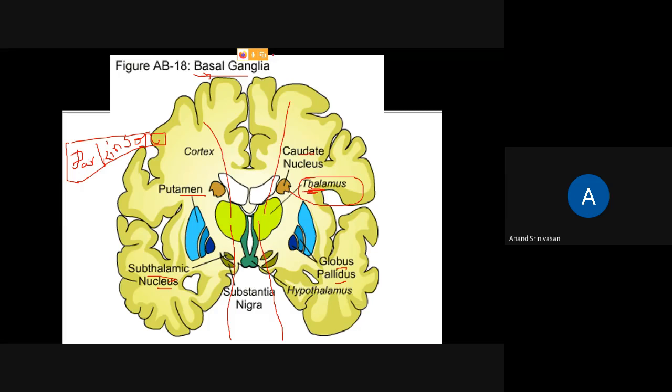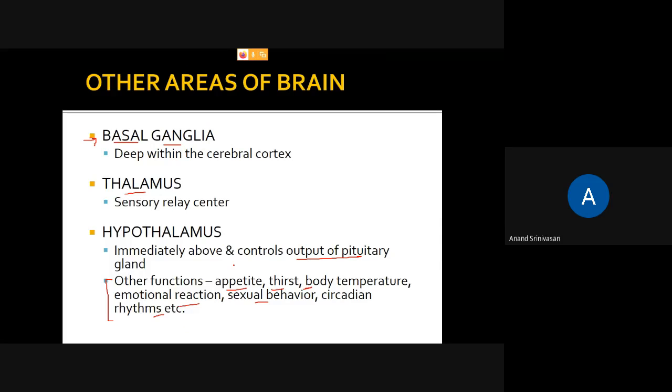And lastly, the hypothalamus. It is located just above the pituitary gland. What is the main function of the hypothalamus? It is to make us realize what we need. For example, when we get hungry, we go and eat. When thirsty, we drink water.